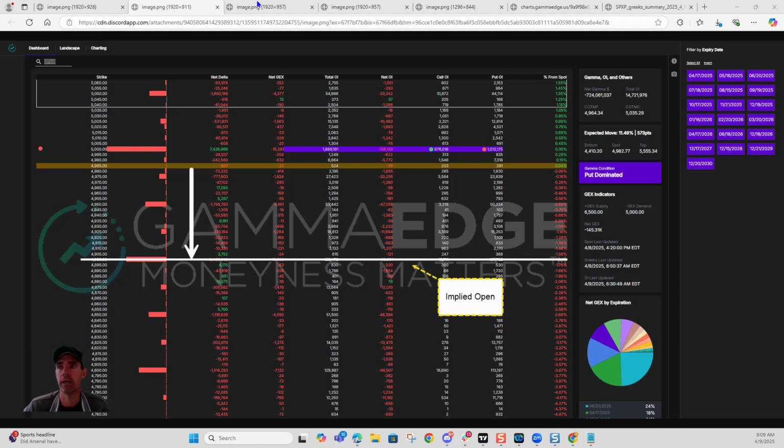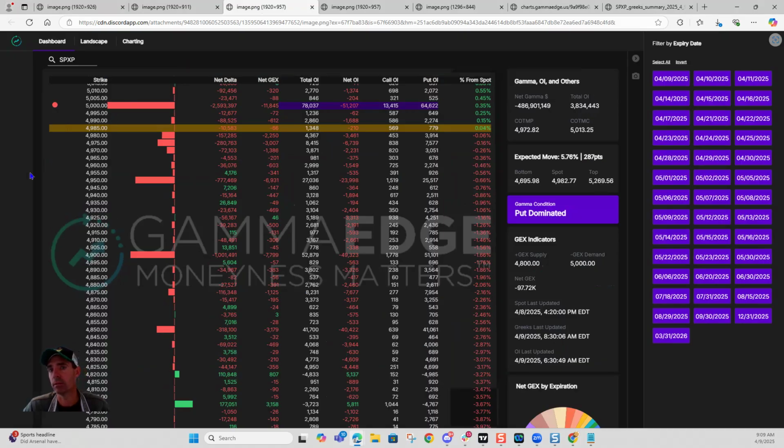Moving on to the SPXP. This basically is what we call the cigarette boat. This is shorter term contracts noted by the daily, weekly, and monthly expiries up here. The contracts turn over more quickly within the SPXP, so that's why we like to reference it. Again, denoting we're put dominated, so put speculators are in complete control.